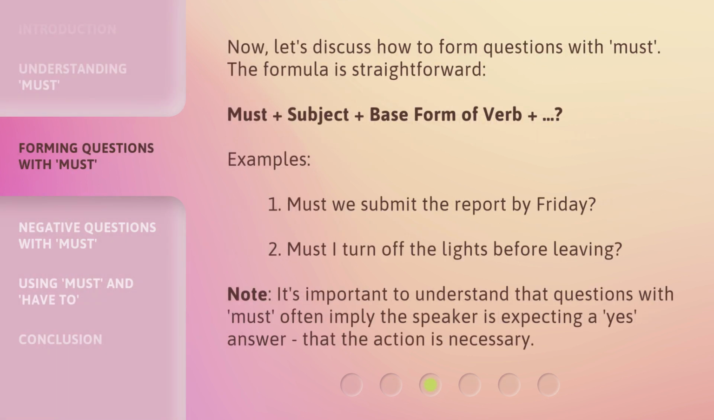Now, let's discuss how to form questions with must. The formula is straightforward. Must plus subject plus base form of verb. Examples: 1. Must we submit the report by Friday? 2. Must I turn off the lights before leaving? Note: it's important to understand that questions with must often imply the speaker is expecting a yes answer, that the action is necessary.